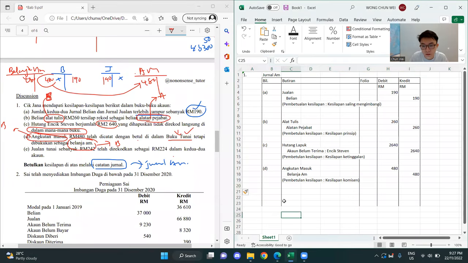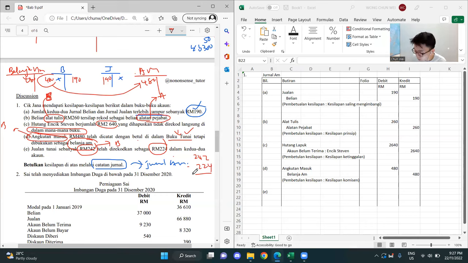E. Jualan tunai sebanyak 242 telah direkodkan sebagai 224. You see? They give you two amounts, I told you. Two amounts and then amount salah. This is a kesilapan amount. Alright, so dia cakap jualan tunai sebanyak 242 telah direkodkan sebagai 224. So this is the correct one, 242. Okay, so now you tell me the difference. You use 242 minus the 224 and see how much do you get. 242 minus 224, we get 18.